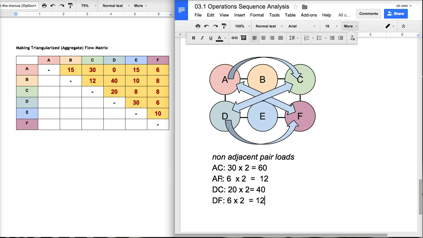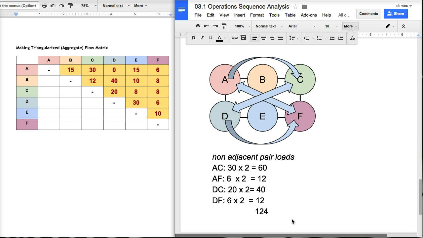The traffic between A and F from my triangularized flow matrix is 6. The distance is 2. The product is 12. The traffic between D and C is 20. The distance is 2. The product of those is 40. And the traffic between D and F is 6, by 2 is 12. I want to get the sum of all of those different loads, and that sum is 124.